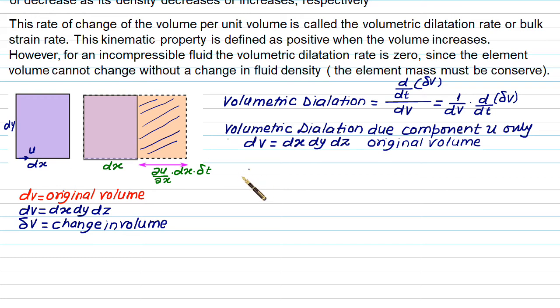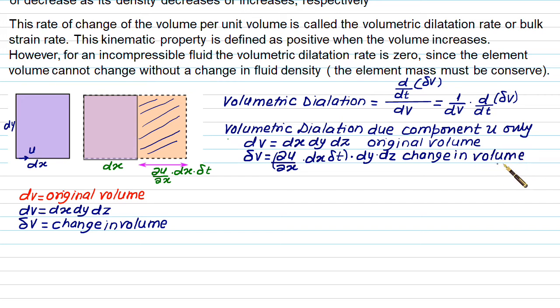So that is equal to delta V, which is the product of this dimension, which is del u by delta x into dx into delta t, multiplied by, since the effect is only due to u, the dimensions dy and dz will not change. So multiplied by dy multiplied by dz. This is the change in volume.